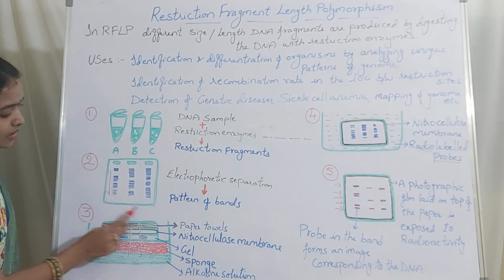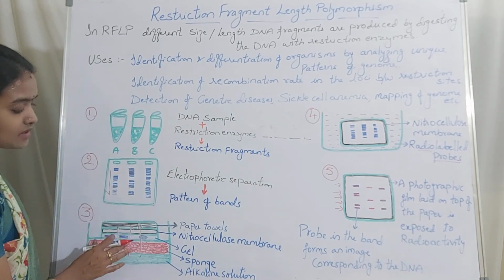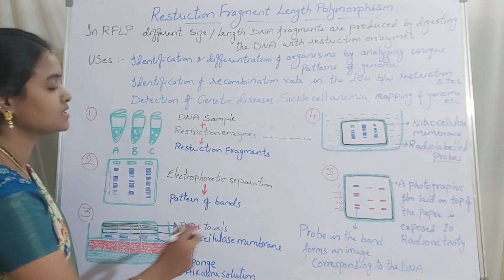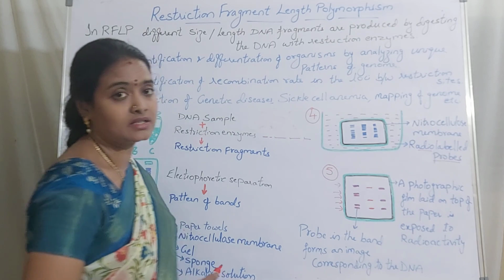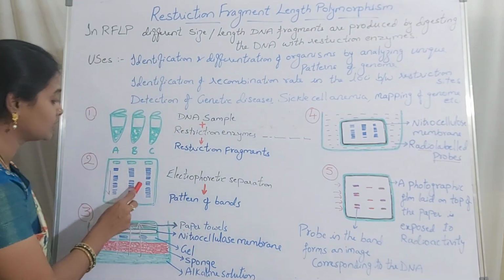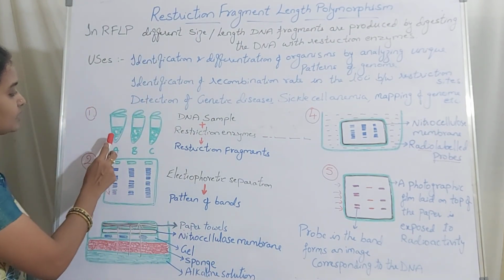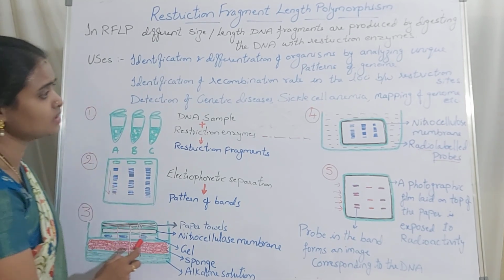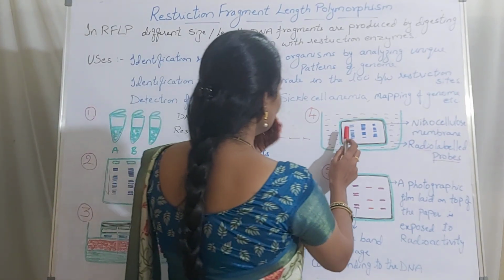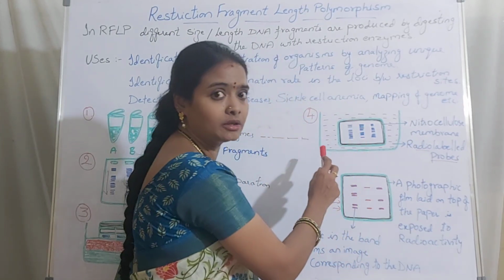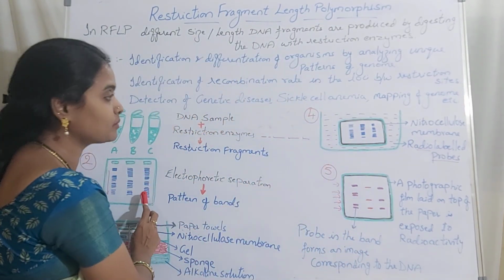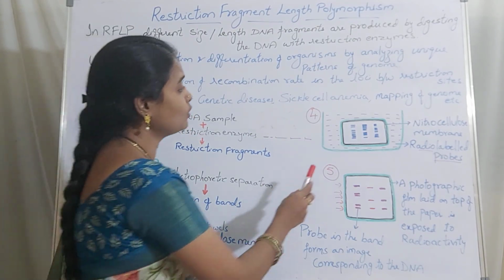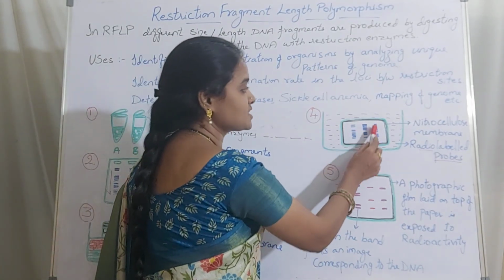Once the complete arrangement is done, the nitrocellulose membrane now consists of the bands. The bands are blue in color because of the tracking dye. We have added tracking dye to the DNA sample here. So you can see the DNA pattern bands have been transferred from the gel to the nitrocellulose membrane paper. Now you have all the different sized fragments here.